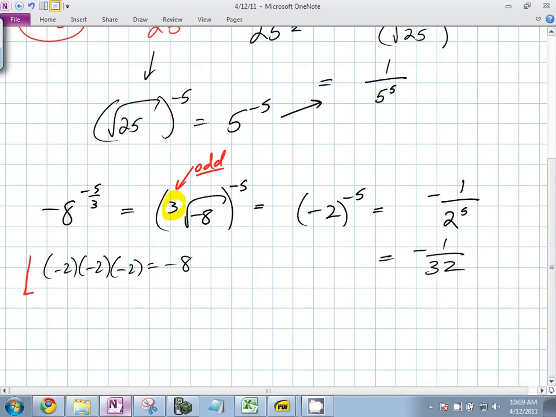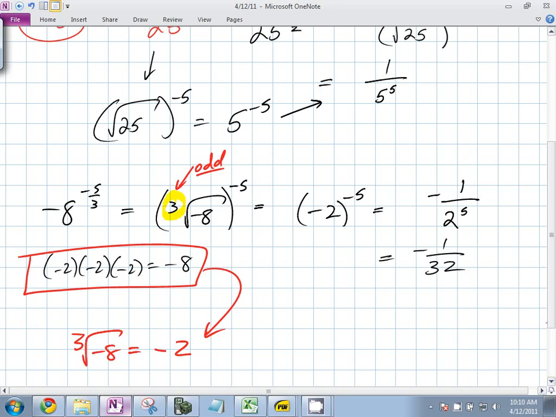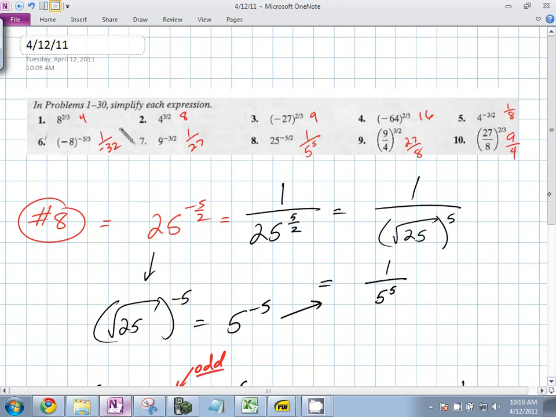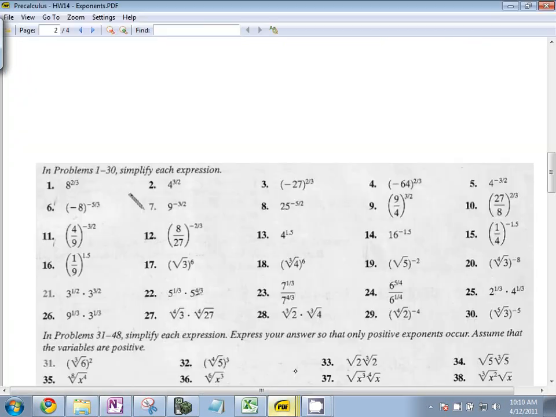Right here, look, Baldwin. What is negative 2 times negative 2 times negative 2? Yes, so therefore, what is the cube root of negative 8? Negative 2. Yes. Olivia. 18. We haven't gotten there yet, but let's keep going. That's fine. She wants to push on.